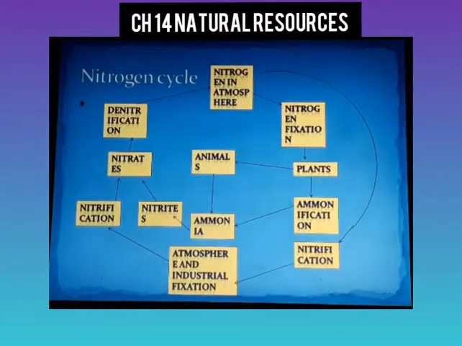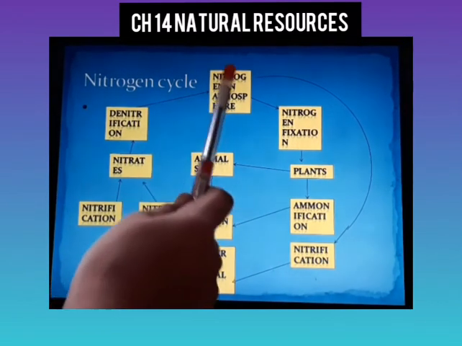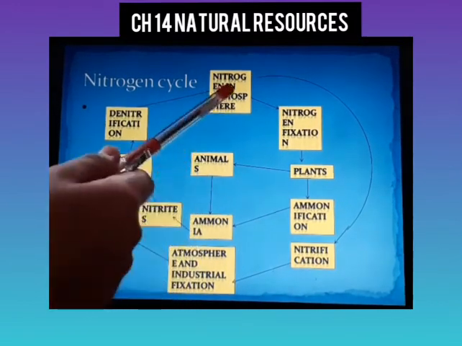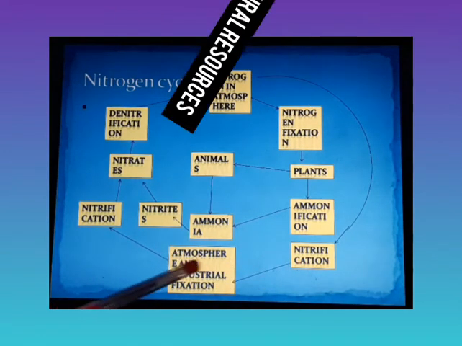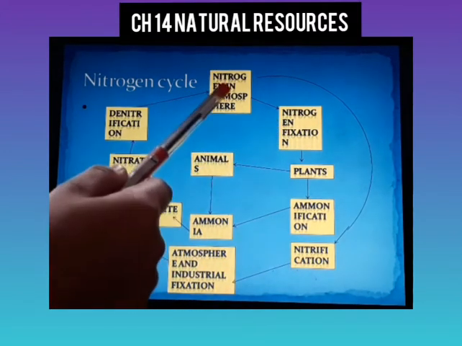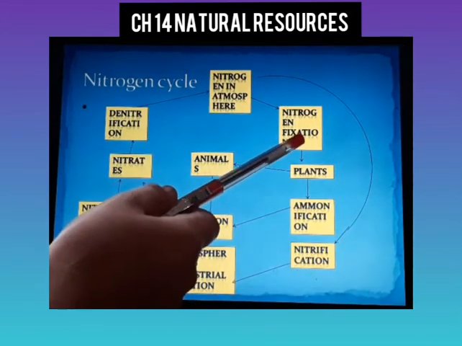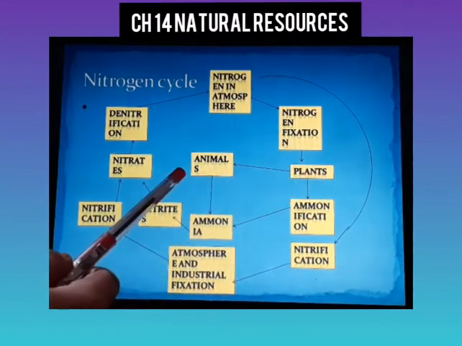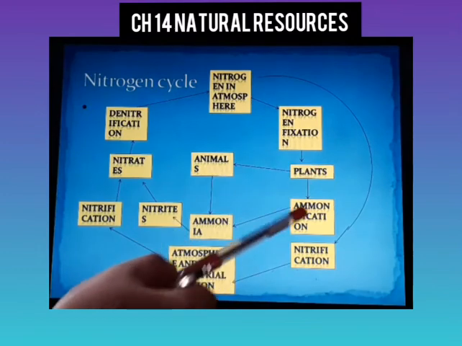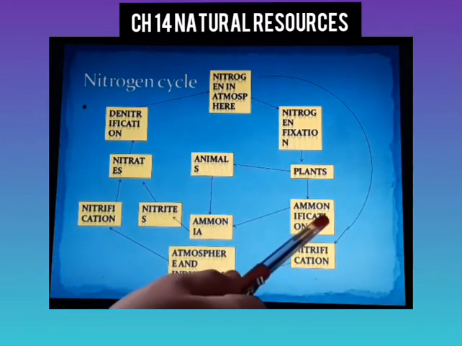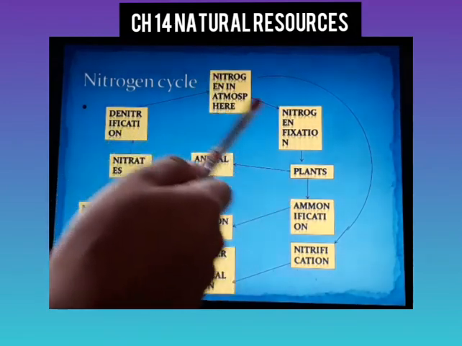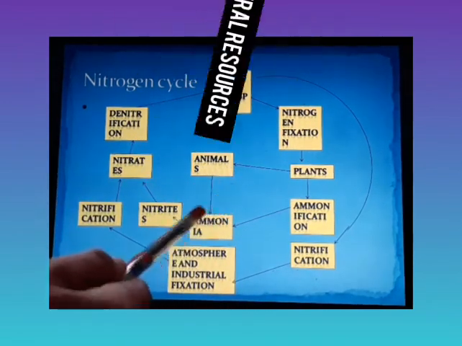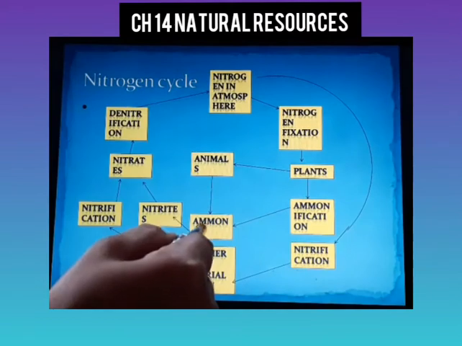This is the nitrogen cycle. Nitrogen in the atmosphere. From the atmosphere, due to nitrogen fixation, including industrial fixation, it goes to plants, from plants to animals, and also through ammonification to ammonia, from animals to ammonia. Up to here, the nitrogen turns into ammonia.